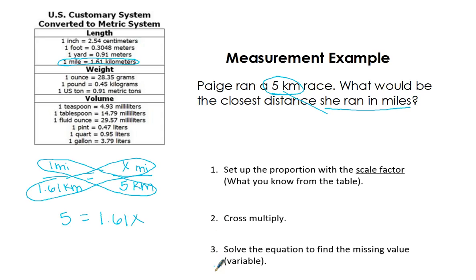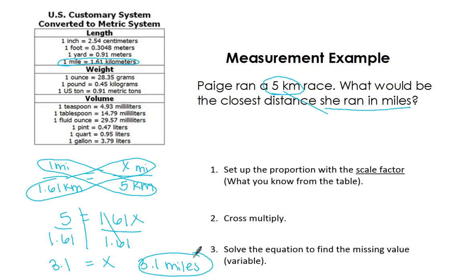Now step 3 says solve the equation to find the missing value. So we have 1.61 being multiplied by x, so we need to undo that by dividing on both sides. So we divide by 1.61 on both sides. 5 divided by 1.61 is about 3.1 equals x over here. But are we done? We need a label, so we're not. We need to say 3.1 miles is what that is equivalent to. So 3.1 miles is our final answer there.